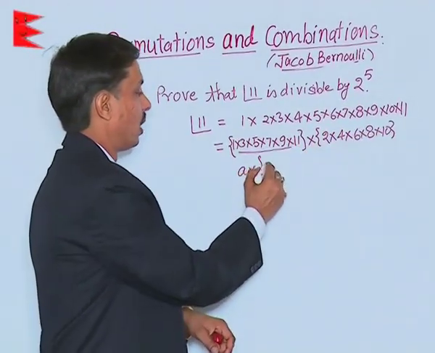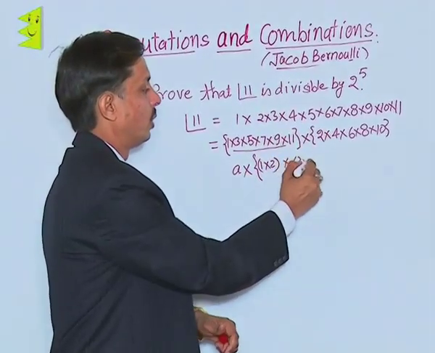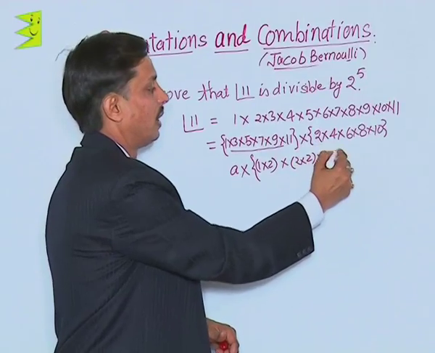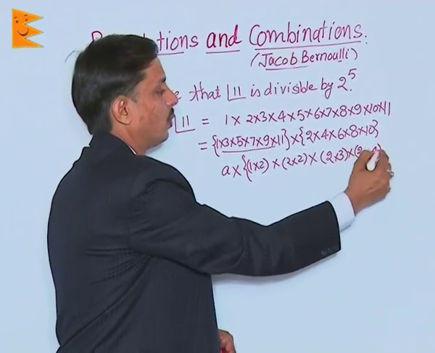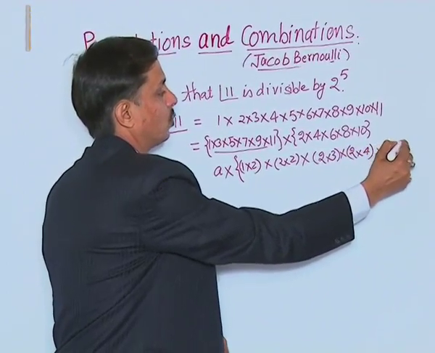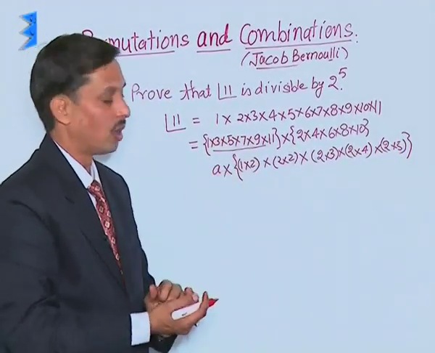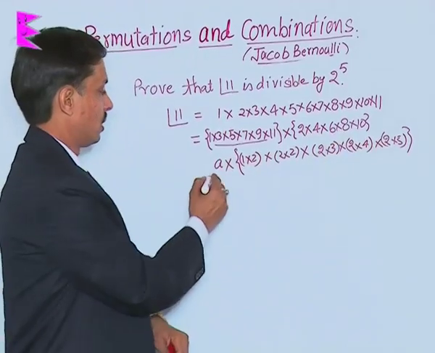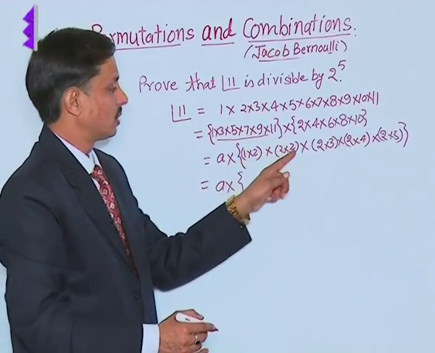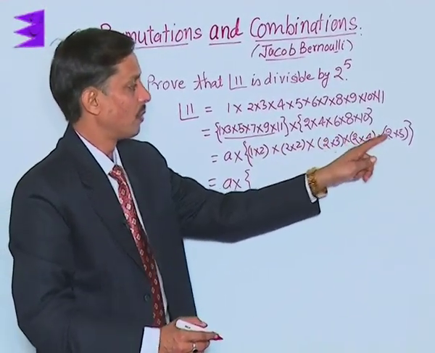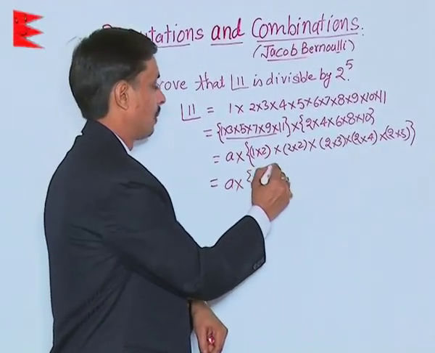2 I can write as 1 into 2. Then 4 can be written as 2 into 2. 6 can be written as 2 into 3, 8 can be written as 2 into 4, and 10 can be written as 2 into 5, because each number was even, so it was the product of 2 in each case. So I am finding this is A into 2 once, twice, thrice, 4, 5. 2 is coming 5 times. I can say it is 2 to the power 5.